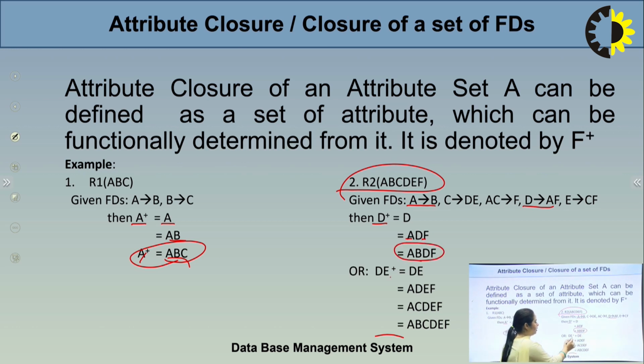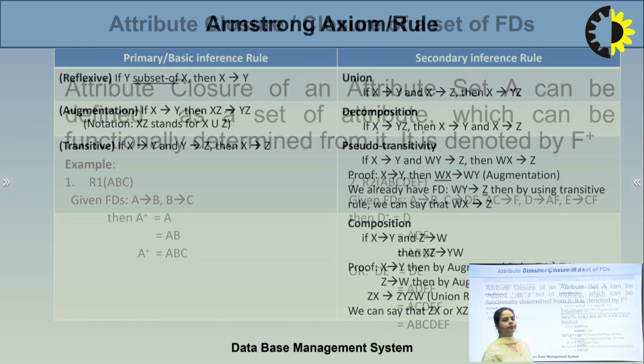Now, next find the closure set of DE. So I have DE already. With the help of D, I can find A and F. And with the help of A, I can find the value of B. And next, can I get more? Oh yes, with the help of E, I can find C and F. So all the attributes are derived with the help of D and E. So this is the closure set of DE.